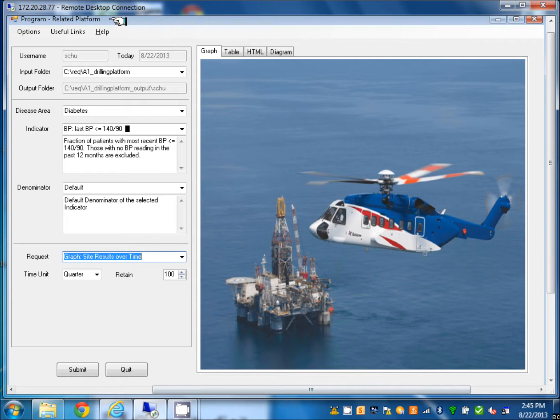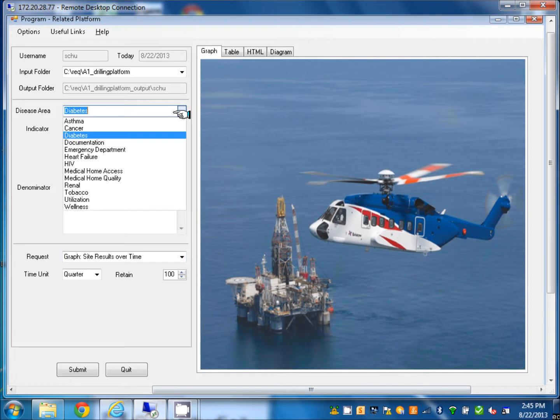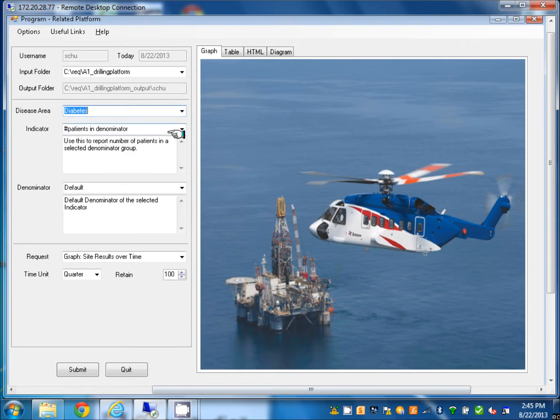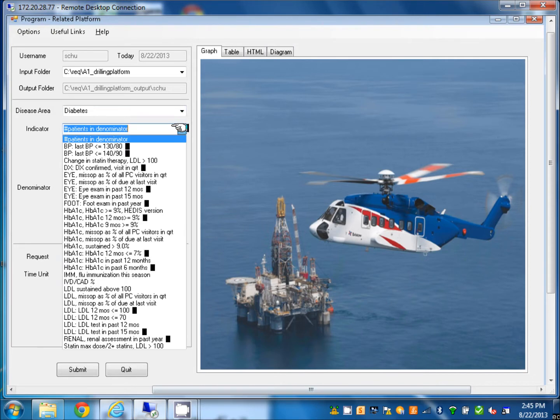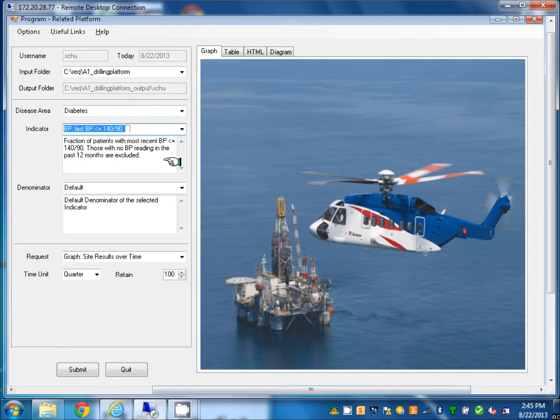This platform is organized around chronic disease and population health areas such as asthma, cancer, diabetes, heart failure, HIV, and medical home. Each topic has its own set of measures. If you click on the indicator drop-down box for diabetes, you will see there are 45 available diabetes-related measures. Highlighting any particular measure brings up a more detailed definition of the measure, such as the fraction of diabetes patients whose most recent blood pressure reading was below 140/90. You will see the long definition in the box below.